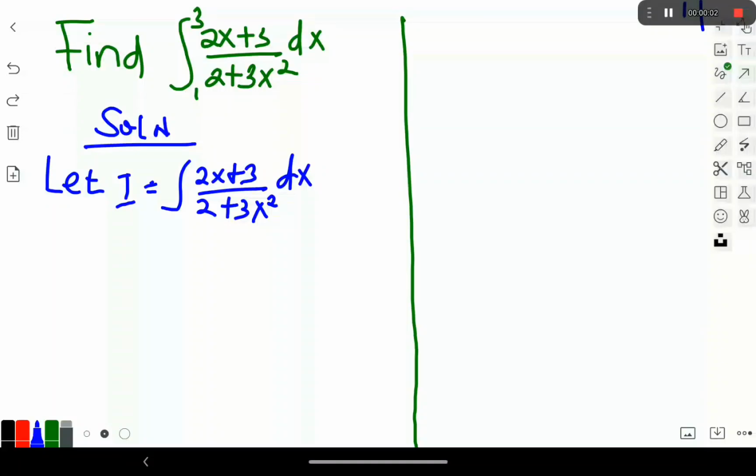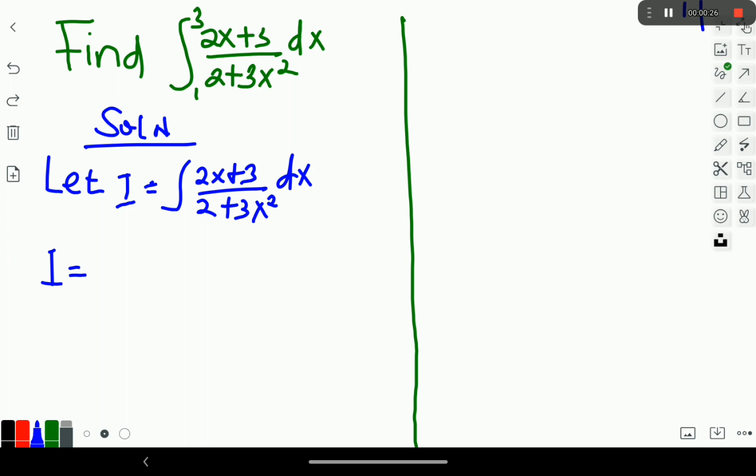Hi, in today's video we want to solve the question: the integral from 1 to 3 of (2x plus 3) divided by (2 plus 3x squared) dx. Let I be equal to the integral of (2x plus 3) over (2 plus 3x squared) dx. So we can separate this integral in terms of 2x over the denominator, and also 3 over the denominator.